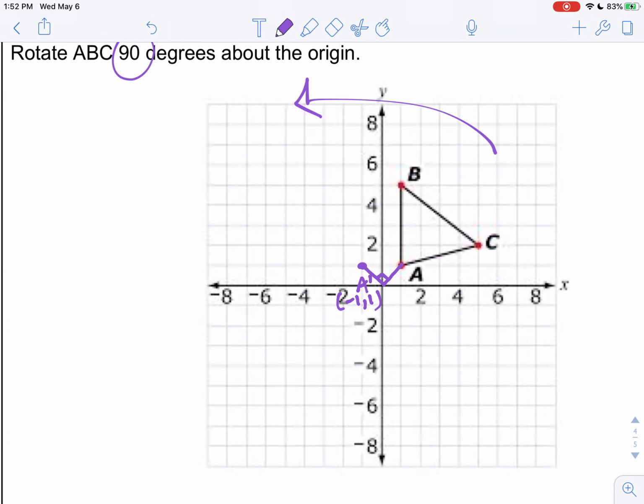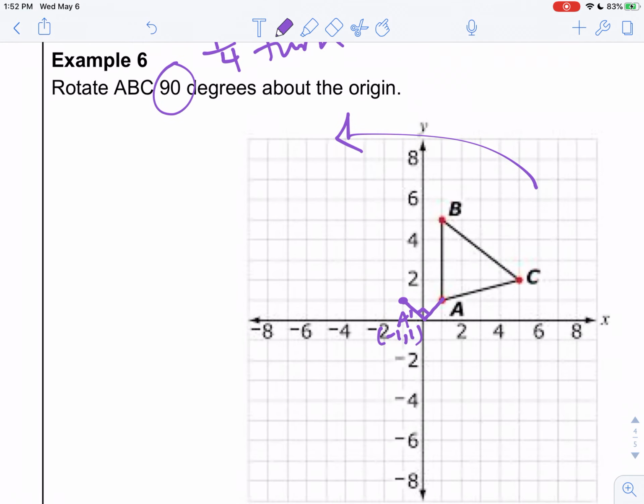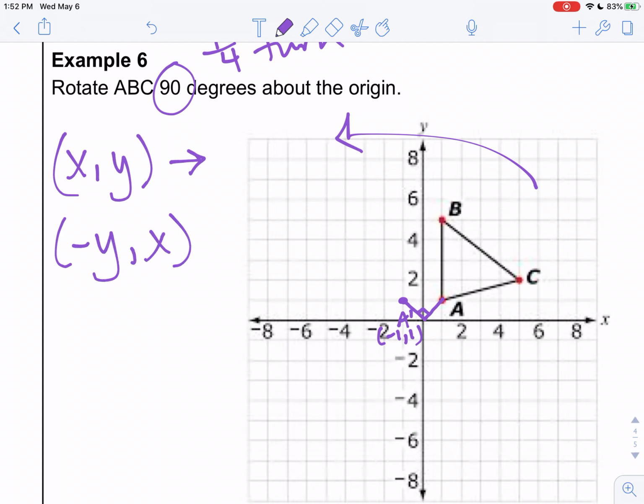Okay. It would be difficult to do for the rest of these, so let's talk about a rule. A 90 degree rotation about the origin, we're going to take (x, y) and map it to (-y, x). So what's happening is that we flip the order of our coordinates. So instead of (x, y), it becomes (y, x), and then you change the sign on the first one. So A is hanging out at (1, 1). A prime, we flip the order, still (1, 1), and change the sign on the first.